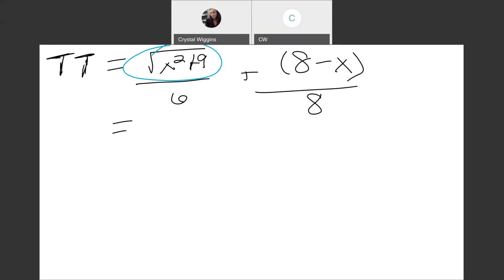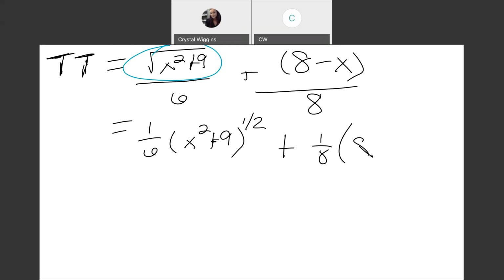So let's rewrite. Let's again put the 1/6 out in front, but this time it's going to be x squared plus 9, not squared like I did originally by accident. It's supposed to be to the 1/2 power. And let's put this 1/8 in front. And we're going to distribute that through because it's going to make our derivative easier like we did before.